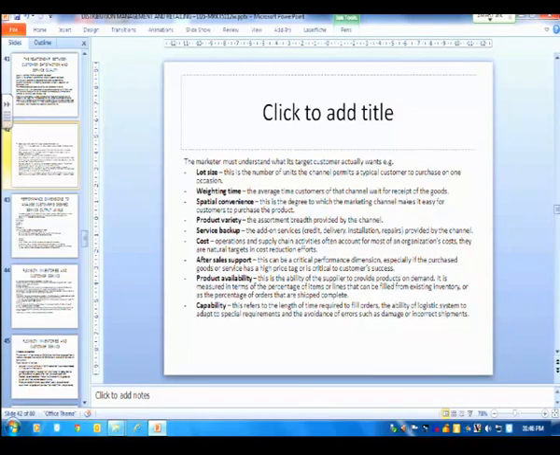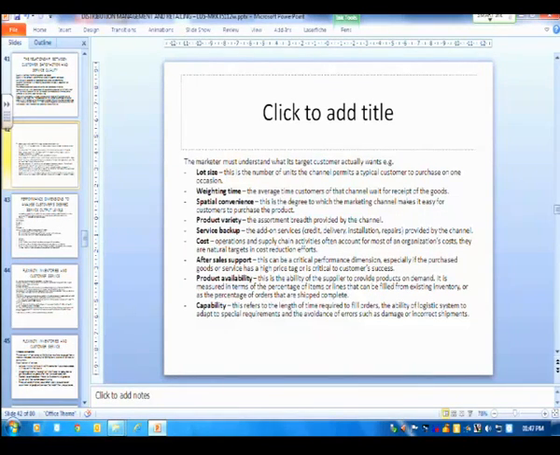And then spatial convenience. This is the degree to which the marketing channel makes it easy for customers to purchase the product. Product variety. This is the assortment breadth provided by the channel. And then service backup. This is the add-on services, for example, credit, delivery, installation, repairs, that is provided by the channel.